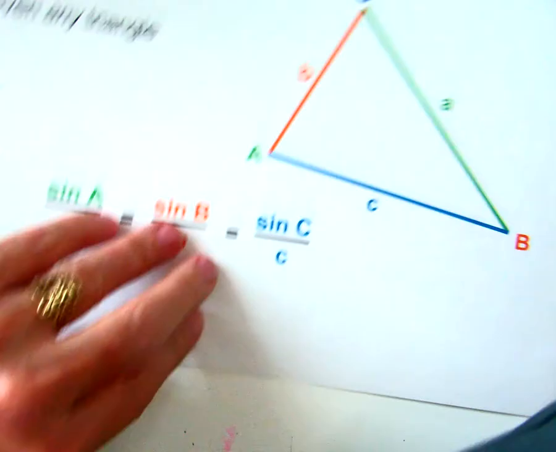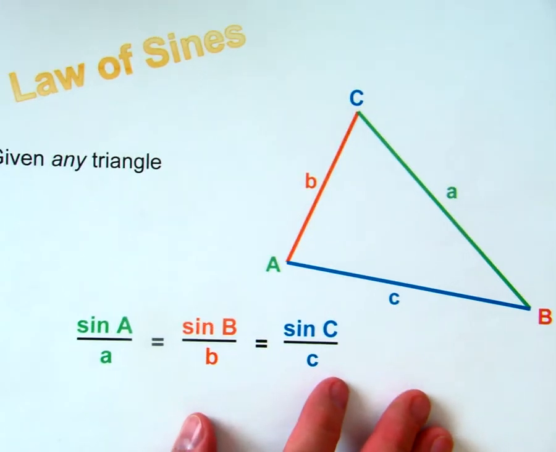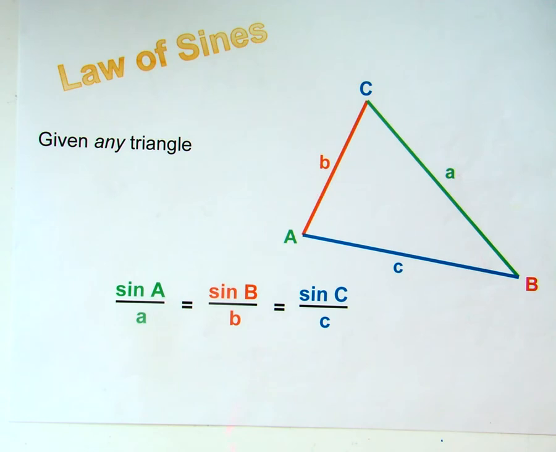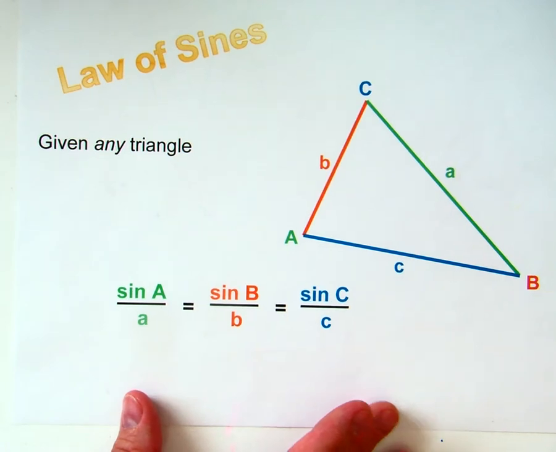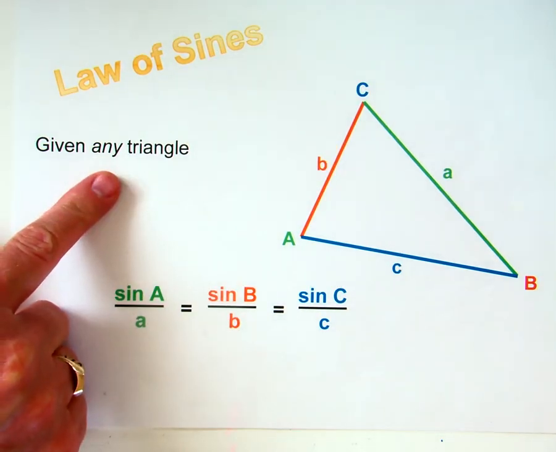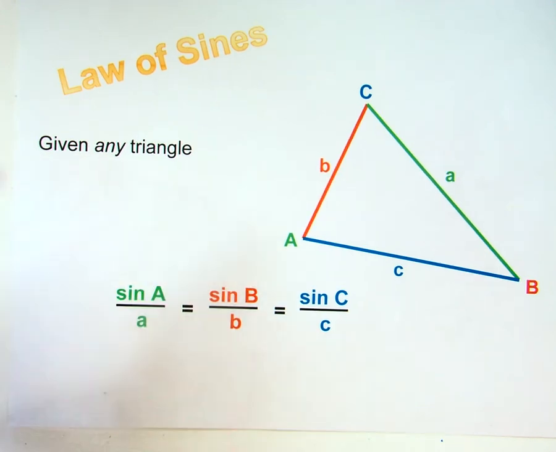So what we have there then is the law of sines in its 3 iterations, or incarnations, one or the other. So the sine of A is to A as the sine of B is to B, as the sine of C is to C. Very easy to remember. Now remember, this is for any triangle. It'll work for any triangle, not simply for right triangles.